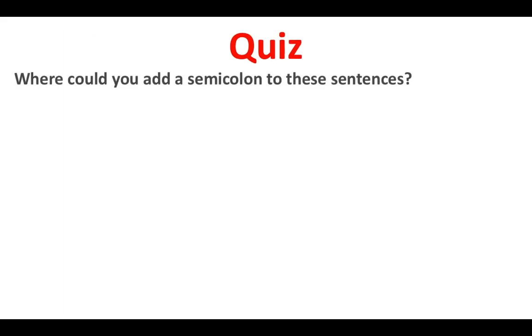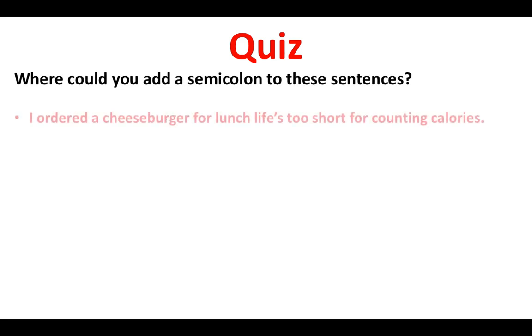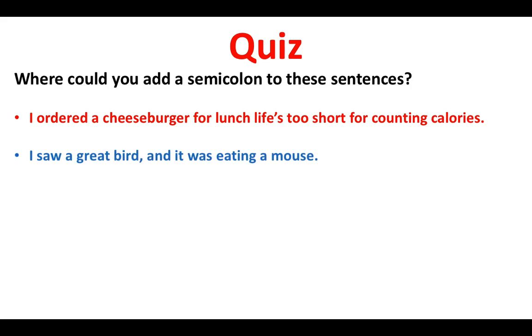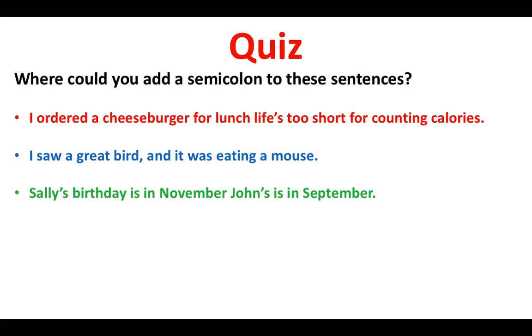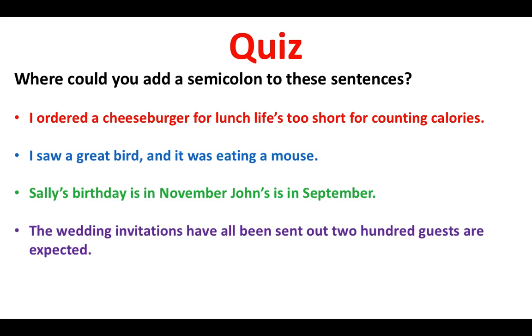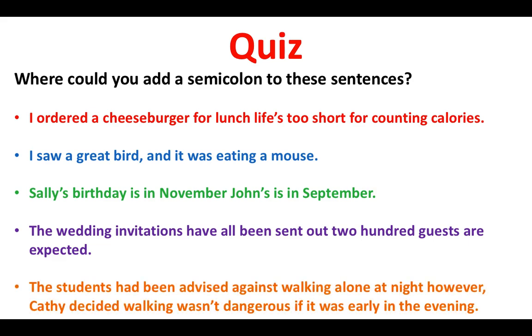Quiz. Where could you add a semicolon to these sentences? I ordered a cheeseburger for lunch. Life's too short for counting calories. I saw a great bird and it was eating a mouse. Sally's birthday is in November. John's is in September. The wedding invitations have all been sent out. 200 guests are expected. The students have been advised against walking alone at night. However, Kathy decided walking wasn't dangerous if it was early in the evening.